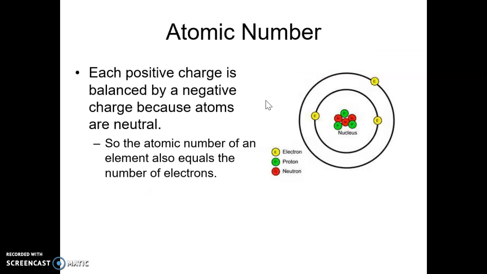It says on here that each positive charge is balanced by a negative charge because atoms are neutral. So as I mentioned, if you have 2 protons, you have 2 electrons. If you have 3 protons, you have 3 electrons. The only exception would be if it's an ion.